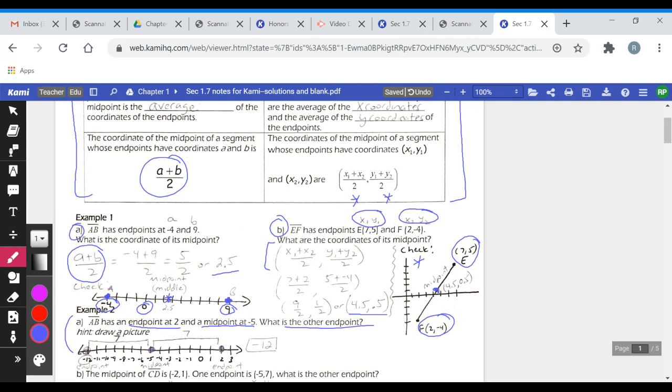So you can see I drew a number line. I went ahead and plotted the one endpoint at 2. I plotted the midpoint at -5. And it wants to know what the other endpoint is. Well, if this is the midpoint right here, if that's the middle, and one endpoint is to the right, and if I want to see how far away it is, I can count 1, 2, 3, 4, 5, 6, 7. And the other way is then I can count 7 going the other way. 1, 2, 3, 4, 5, 6, 7. And I can put my new dot here.